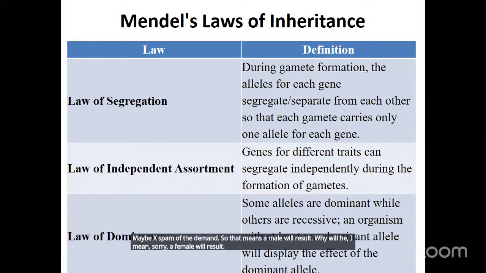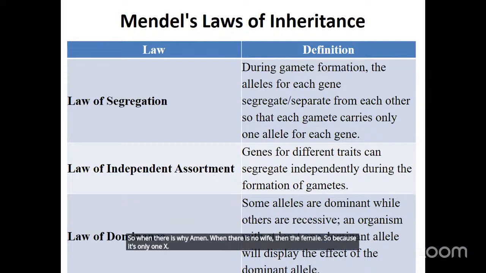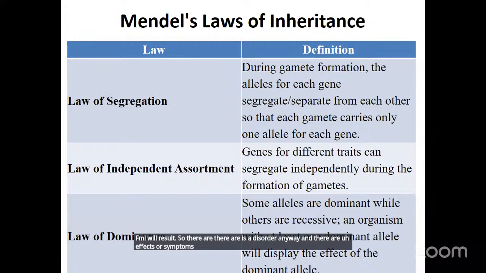Why will it be a female? A female will result because there is no Y. Y determines maleness or femaleness. So when there is Y, then a male. When there is no Y, then a female. So because it's only one X, and the other one is null, that's the word, null, then a female will result. So there is a disorder anyway, and there are effects or symptoms and then the consequence of such.